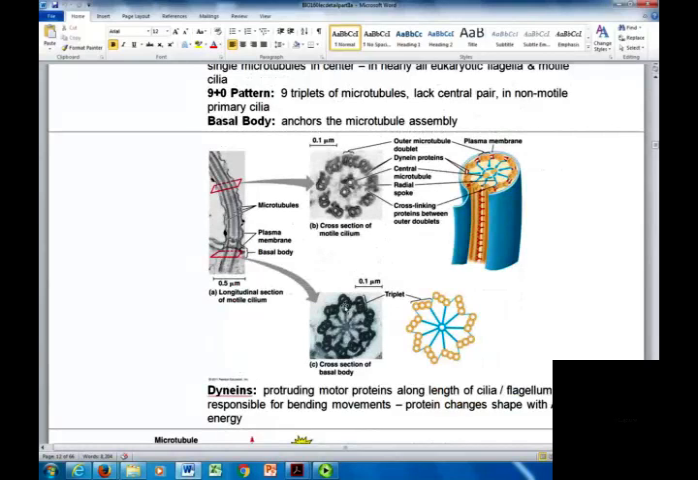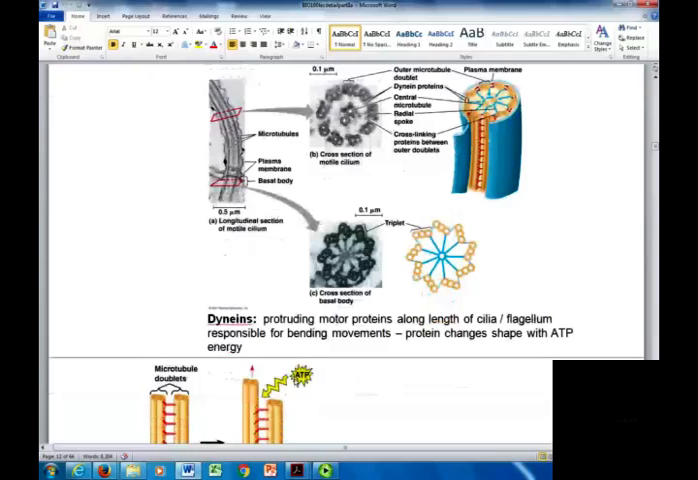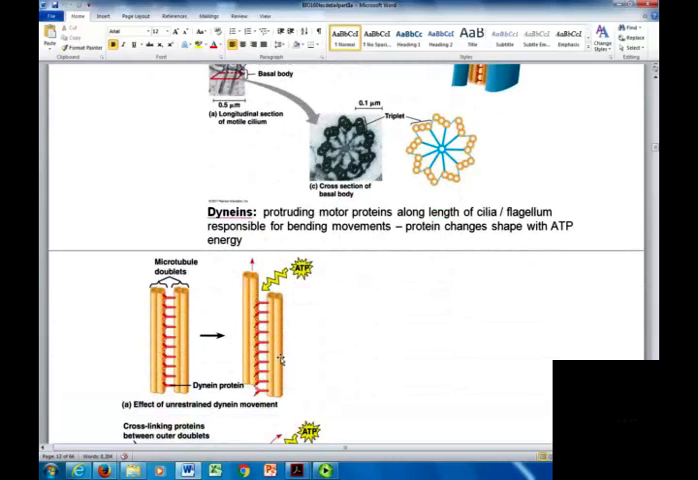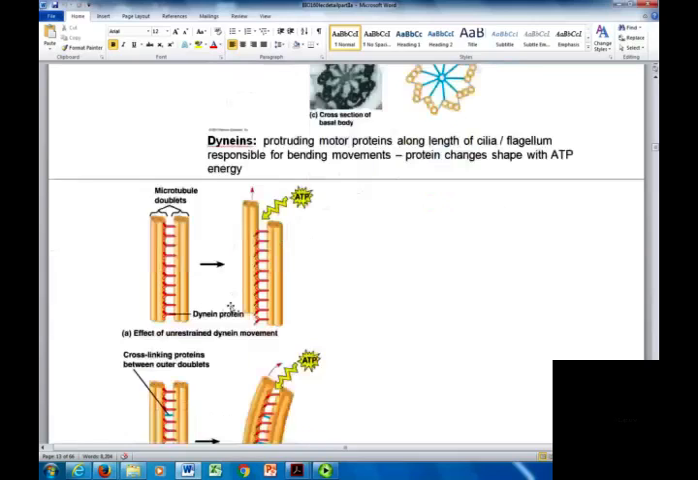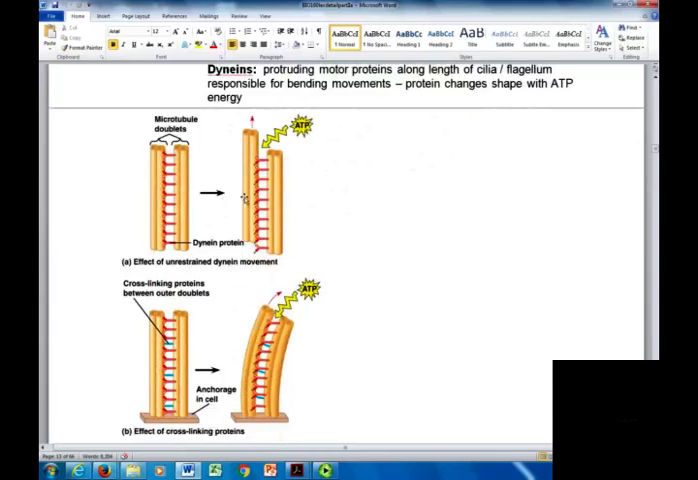The dyneins are going to be protruding motor proteins that run along the length of the cilia or flagella. These are going to be responsible for the bending movements. So these are going to bend and cause the protein to change shape with energy from ATP. So you can see here when you have them straight and when ATP is present, they will bend and flop back and forth side to side.